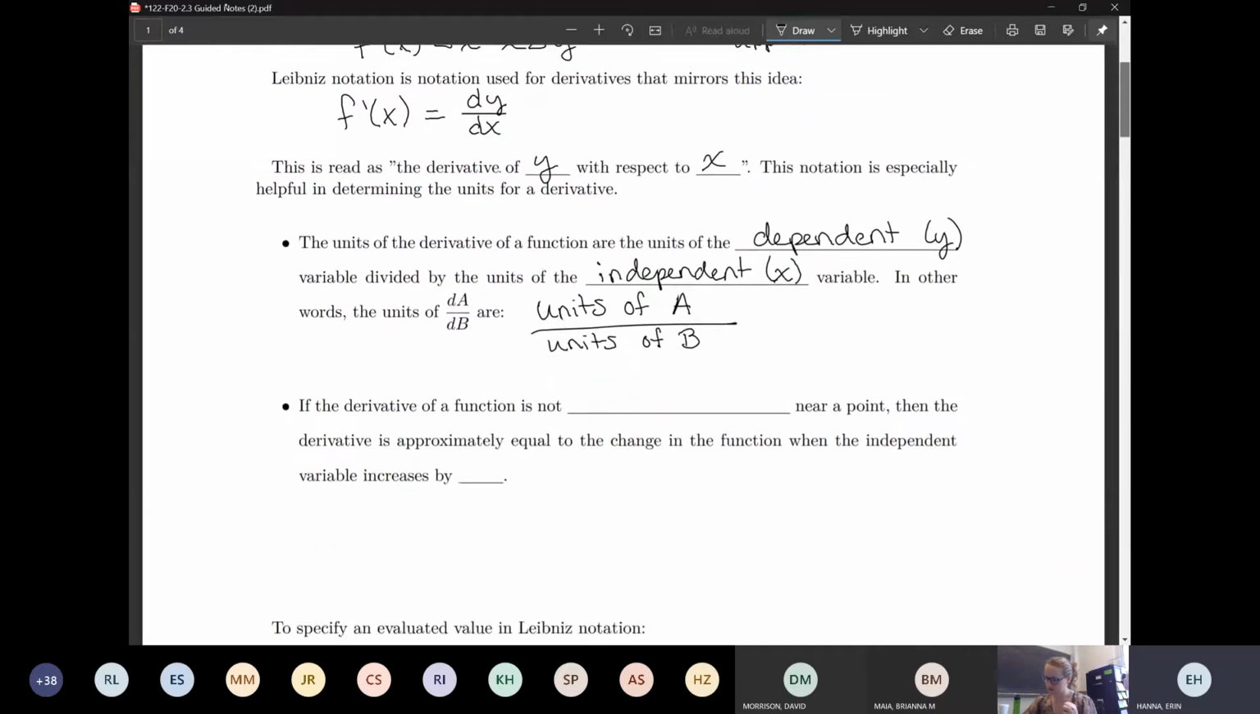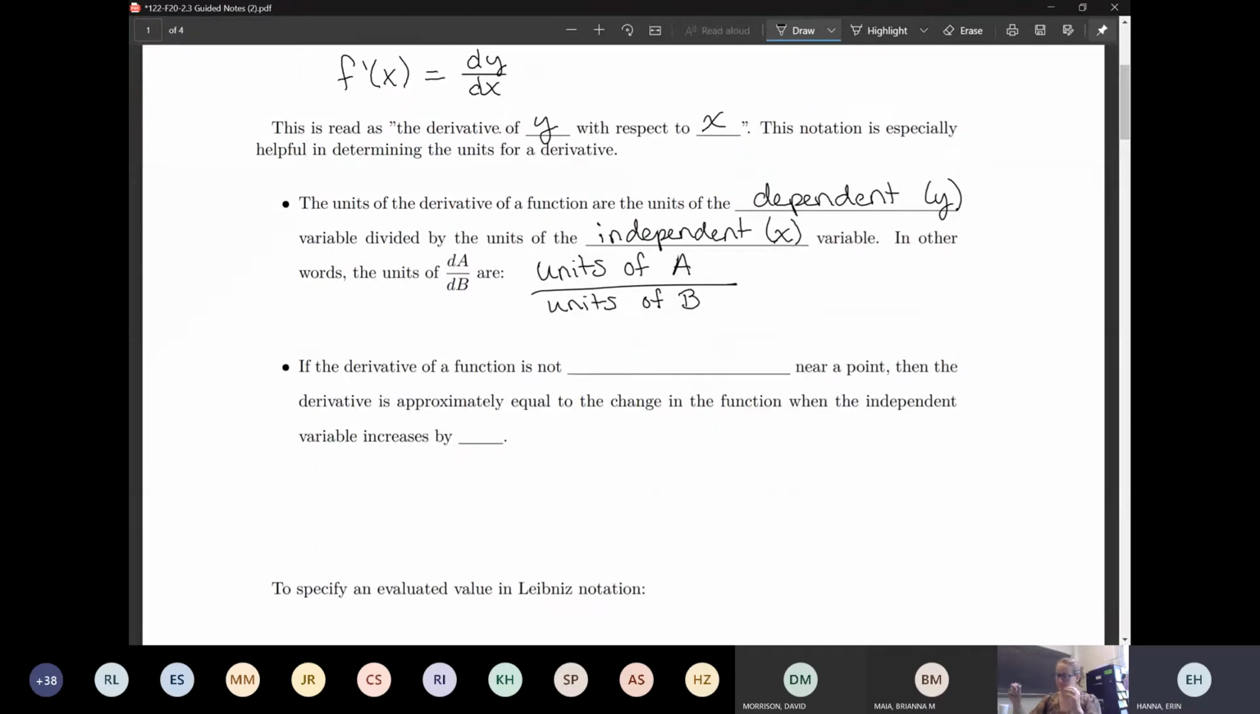And then if the derivative of a function is not changing rapidly, and I'll explain what I mean by that with a picture in a second, if it is not changing rapidly near a point, then the derivative is approximately equal to the change in the function when the independent variable increases by 1. Now, this idea in general is something that we already know. The wording just might be throwing you off.